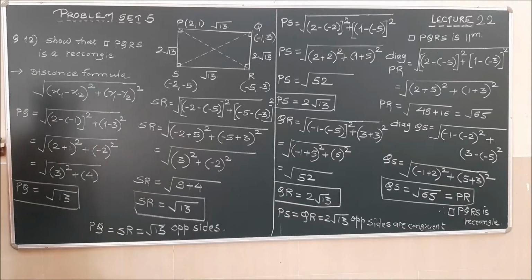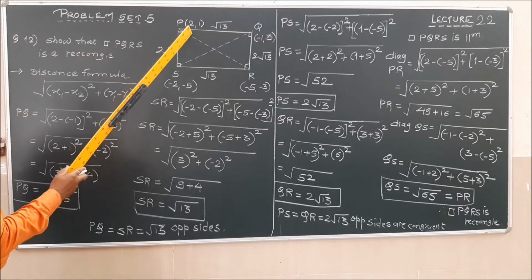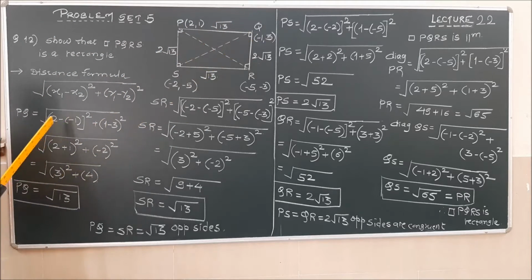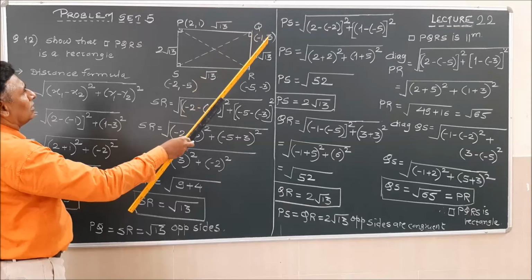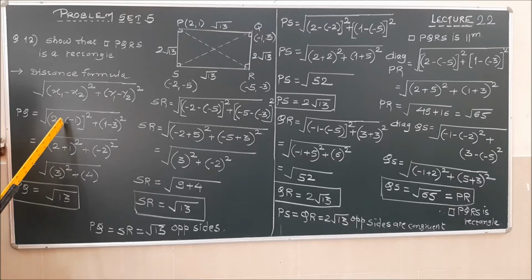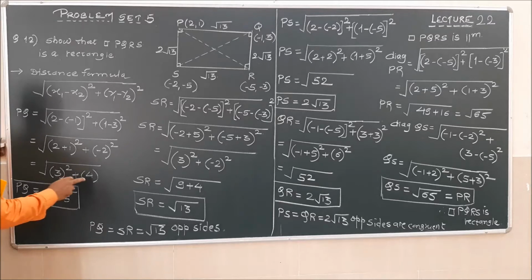Now let's see here. PQ is equal to... if I find the value of PQ, then you will find 2 minus of minus 1 the whole square, y1 minus y2, 1 minus 3 the whole square. Now 2 minus into minus is plus, 2 plus 1 is 3, 3 square is 9. In the same manner 1 minus 3 is minus 2 and minus 2 square is 4. So PQ is equal to root 13, since 3 square plus 4, that is 9 plus 4, is root 13.